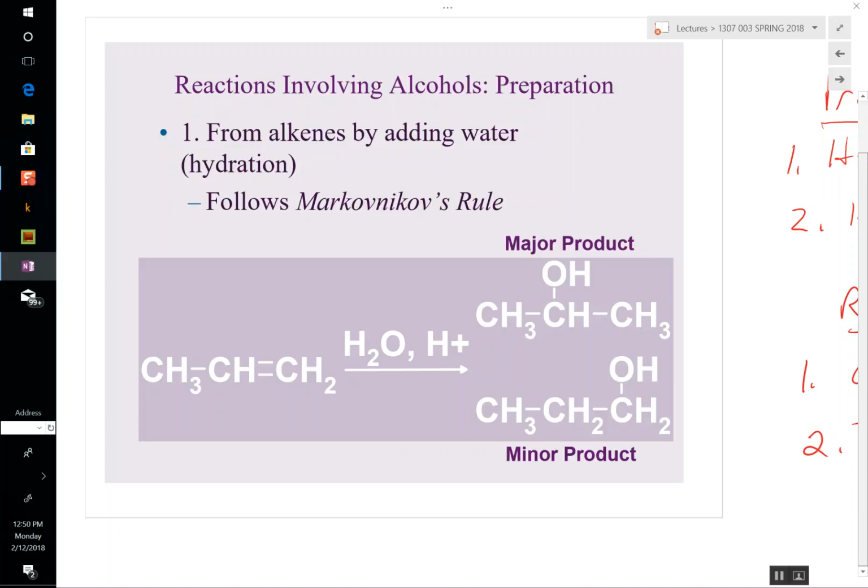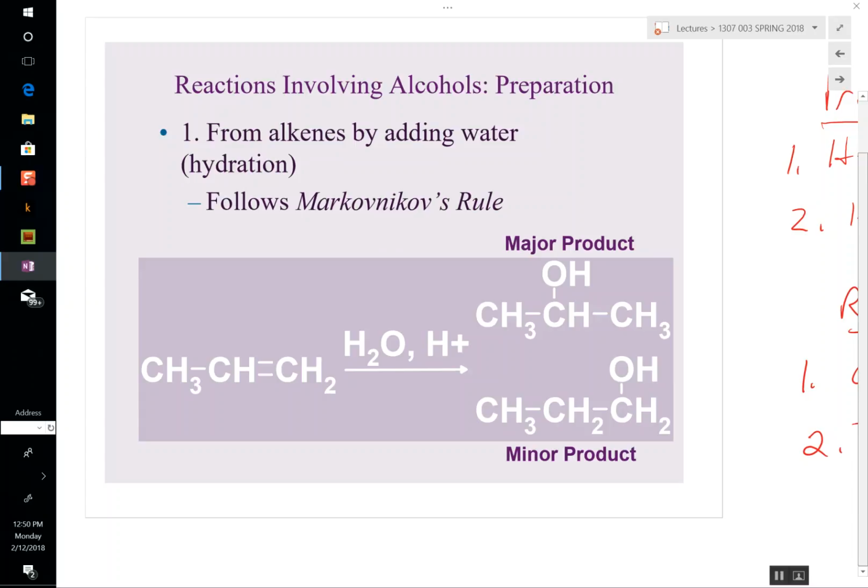The hydrogen on the water goes to the carbon with the most hydrogen. So a hydrogen goes here, and the rest of the water molecule, the OH, goes on the other carbon. In this case, the major product is the isopropyl alcohol, and the minor product is the 1-propanol. Do you get some of this? Yes. But you get 85 to 90% that. Okay? That's a reaction you already know. Just shake your heads yes, whether you know it or not. Because you should.